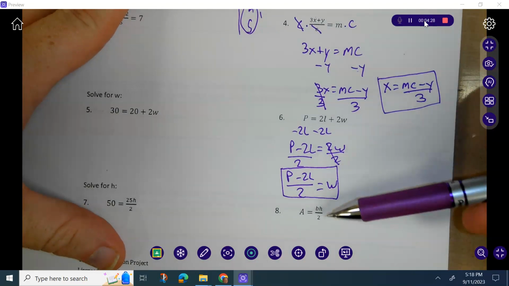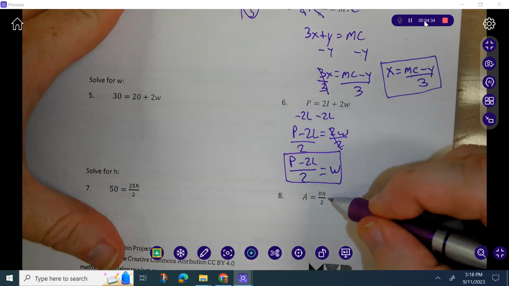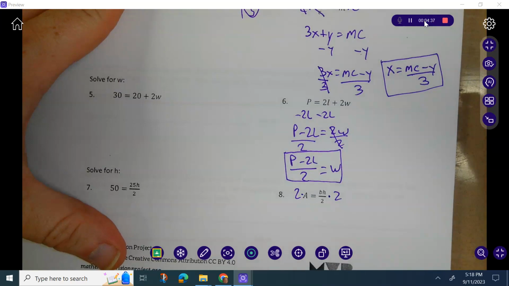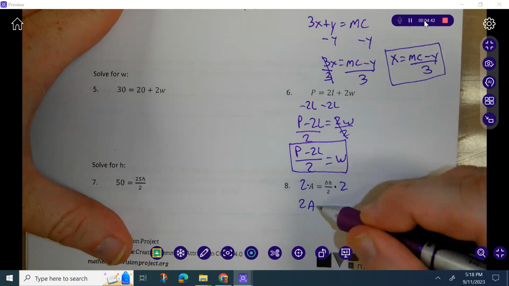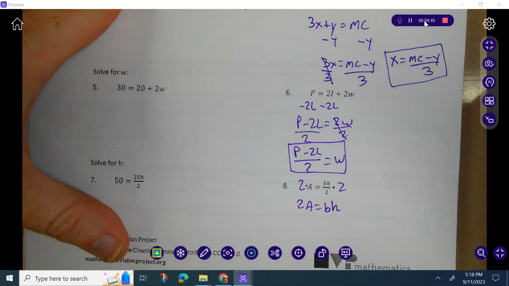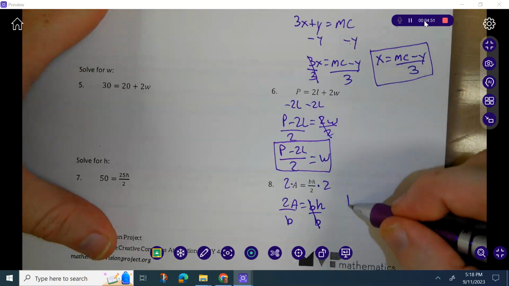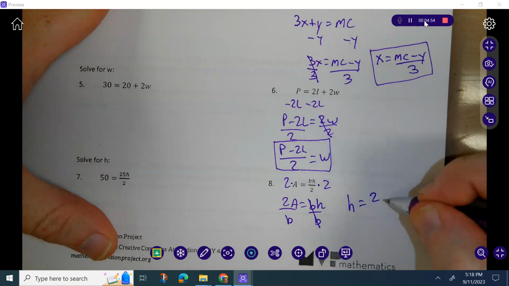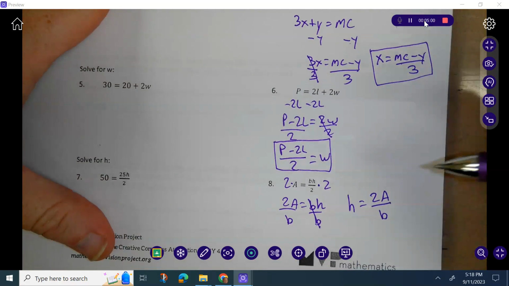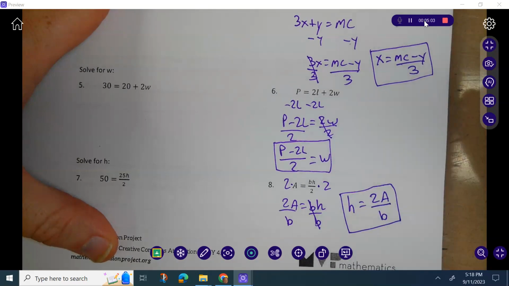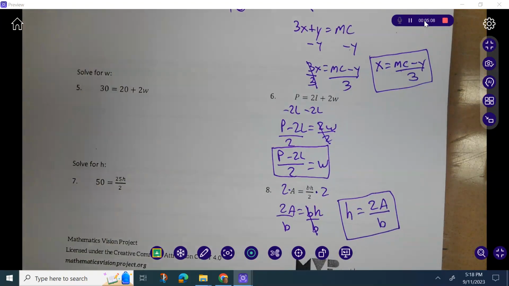Now, similarly, in number 8, this is the formula for the area of a triangle. I'm going to multiply both sides by 2, and they want me to get h by itself. So I have 2 times a equals b times h. Now I'm going to divide both sides by b. And so h equals 2 times a divided by b. If I know the length of the base of a triangle and I know the area, I can use this formula and it will tell me the height every single time.